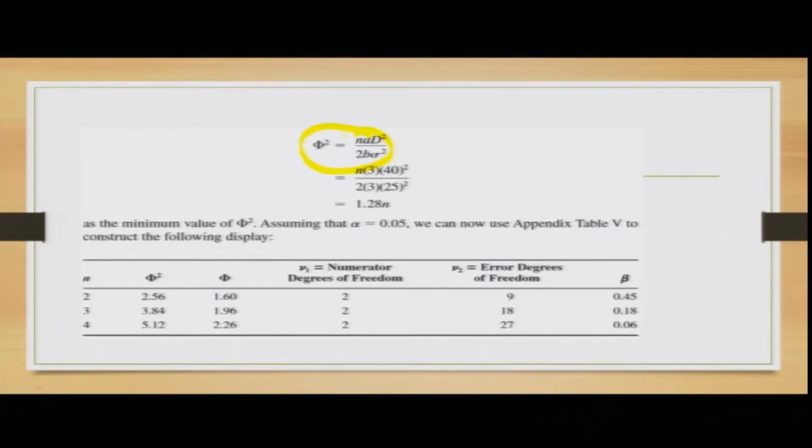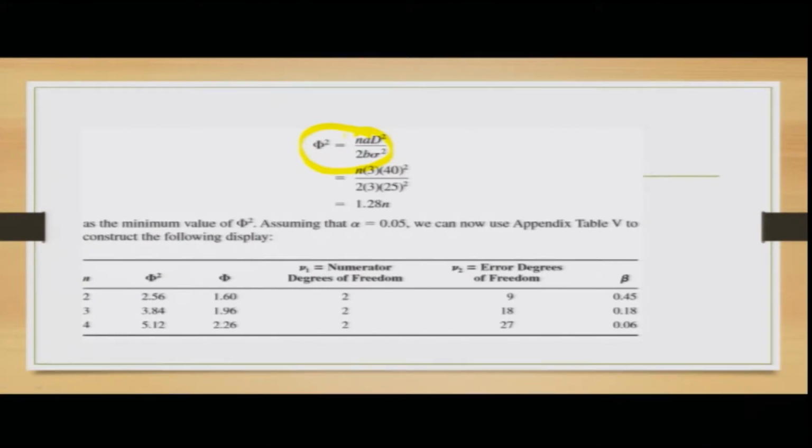In the case when you are trying to find out the capital phi square for the other factor, it will be n a d square divided by 2 b sigma square, where d was basically the difference as we just mentioned. So, when we put in the values for this example, it comes out to be 1.28 n. So, as the minimum value of capital phi square, assuming alpha equal to 0.05, we can now use the values in appendix table 5 to construct the following display. Depending on how we change n, the capital phi square would be calculated.